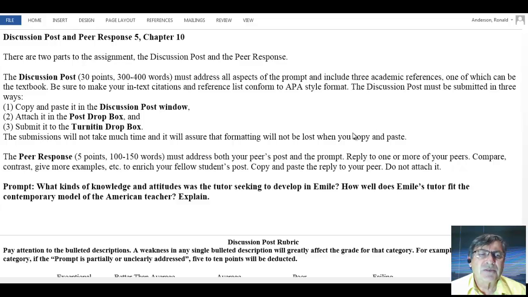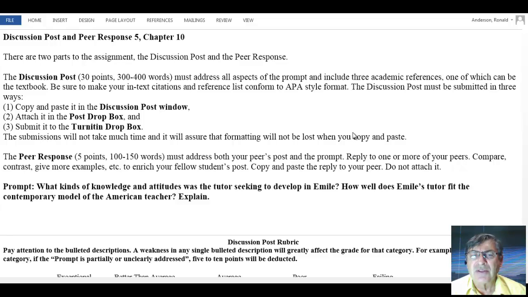So the prompt says, what kinds of knowledge and attitudes was the tutor seeking to develop in Emily? Emily, I'm not sure how to pronounce that exactly. I'm not very good at French. And so, whatever the name, read that section especially carefully. Try to relate it to education.